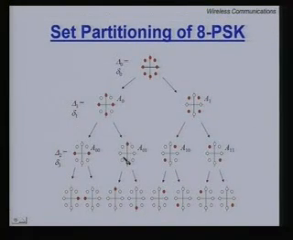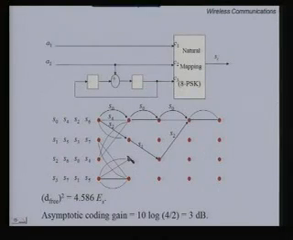Let us look at the set partitioning of 8 PSK. So, the basic idea is as follows: keep subdividing it into smaller and smaller sets of points, but each time you subdivide, you increase the minimum Euclidean distance between the points. So, here I take the 8 PSK divided into 4 and 4 and then 2 and 2. For each step I increase the Euclidean distance.